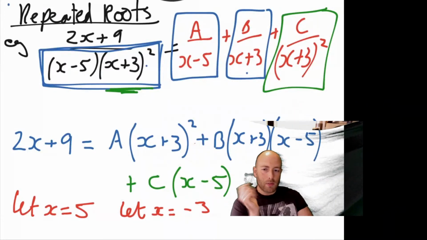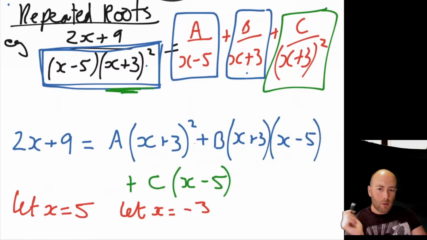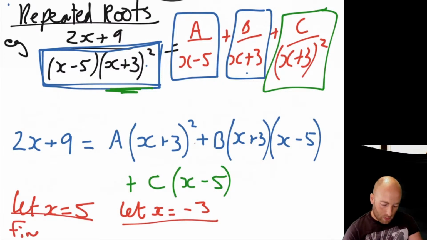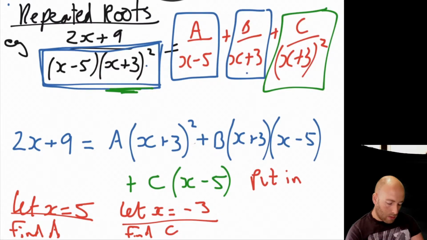How can we find b though? We've substituted everything in. So at that stage it's a bit harder. So we do that to find a, we do that to find c. How we find b is we put in a and c and make x something easy.